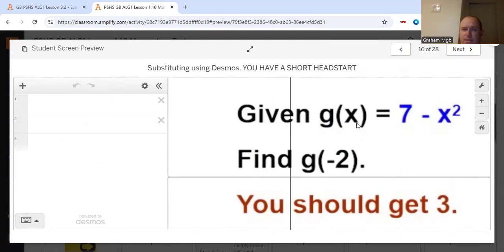So this one here, it says, given g of x equals 7 minus x squared, find g of negative 2. Now, one of the reasons why we want to do this is a lot of people think they can just type this straight in.